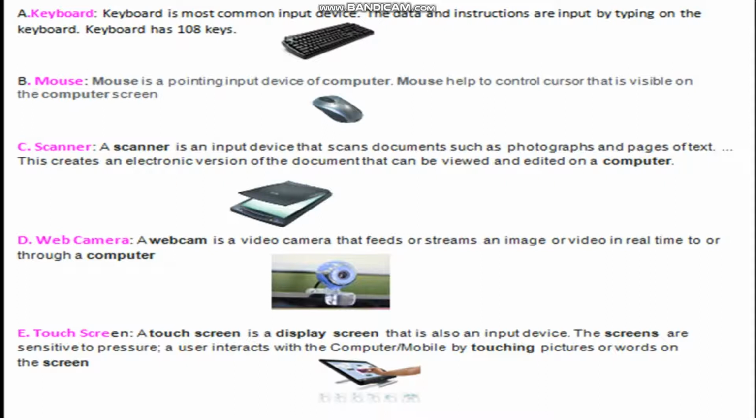A touch screen is a display screen that is an input device. The screens are sensitive to pressure. The user interacts with the computer or mobile. Mobile is one type of touch screen, and ATM is also one type of touch screen. And if you go to a railway station and touch the screen, you can display the message of source and destination, ticket reservation, like that.